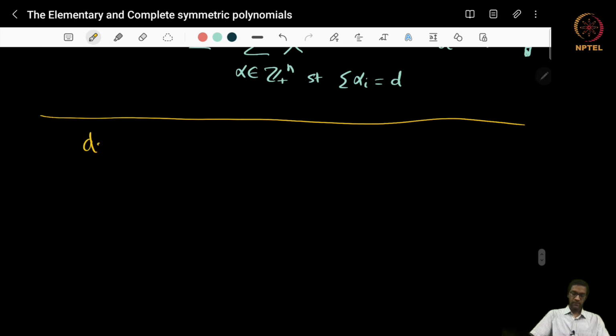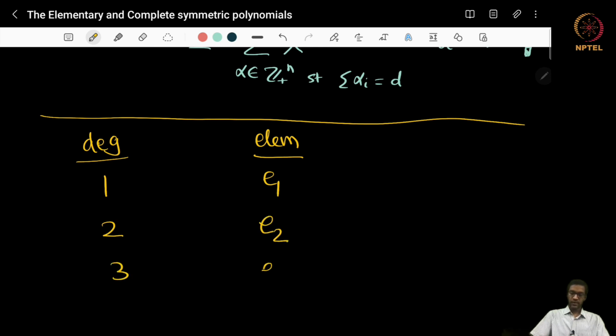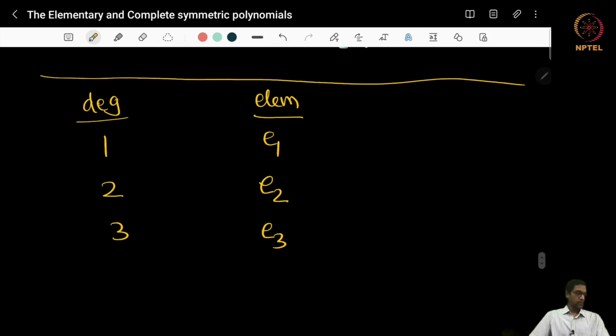So let me look at the elementary guys. Let's talk about the elementary ones first. So degree 1, I had e1. In degree 2, I had only e2, degree 3, e3 and so on. But let's also define one more element now. So let me define for you an additional element in degree 2. And this fellow is not going to be a single elementary polynomial, but rather a product of elementary polynomials.